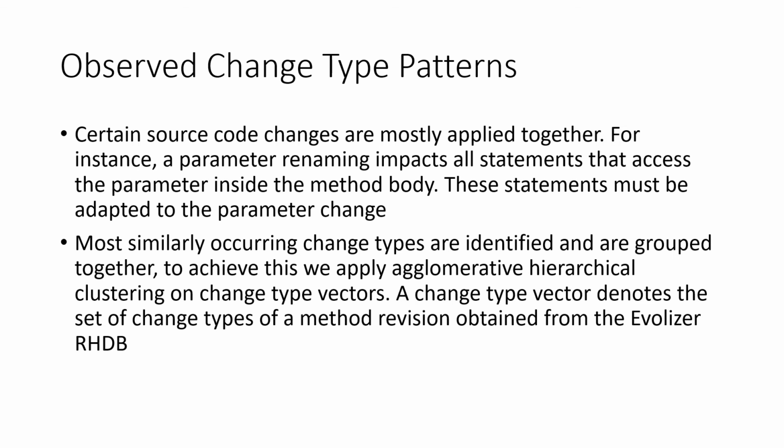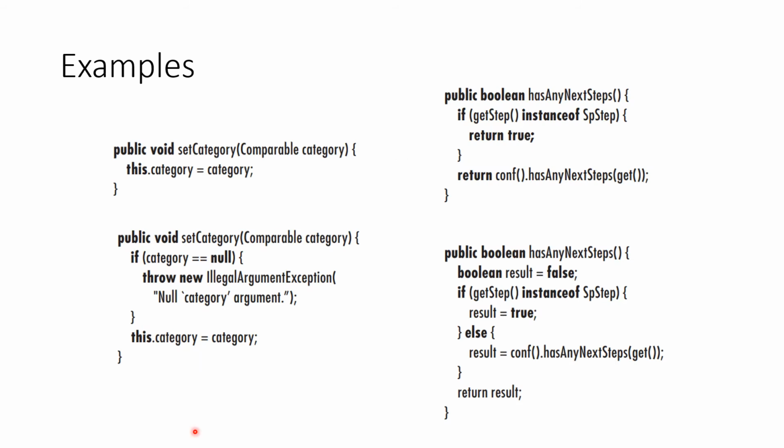Here are a few examples of change type patterns. This is the initial code, and the developers developed this code using the parameter values for particular scenarios, and then they inserted the parameter check. This is shown by the Evolizer.